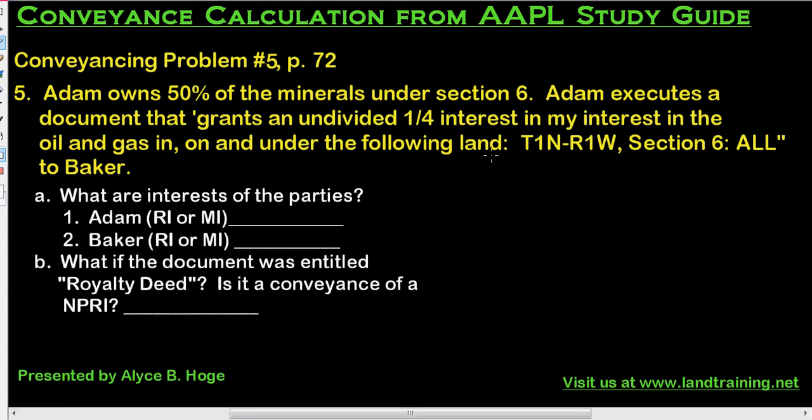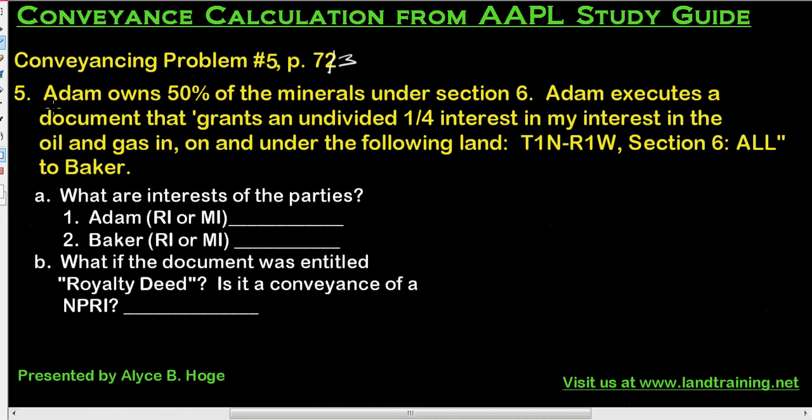Okay, let's now look at conveyancing problem number 5. This is on page 72 of the AAPL guide. Actually, it's on page 73. Sorry about that. Let me make that correction. So this is on page 73. And let's just read it together, and I'll show you what jumps out at me.